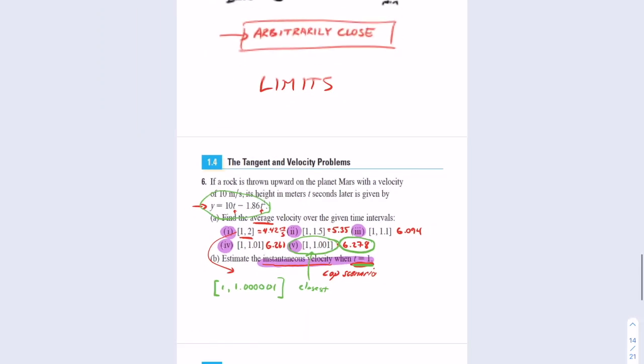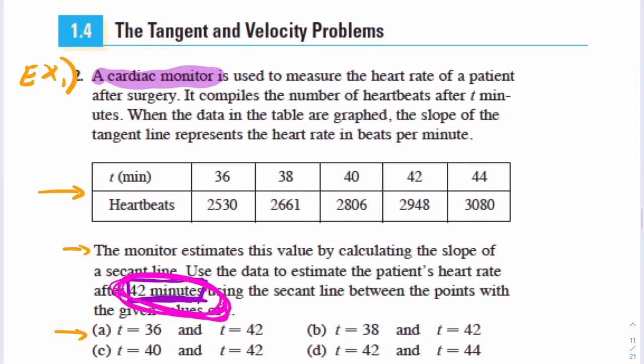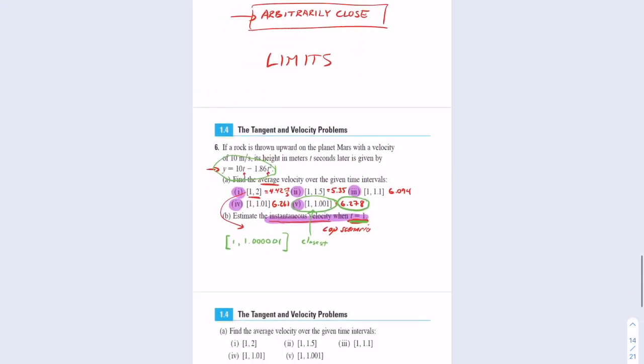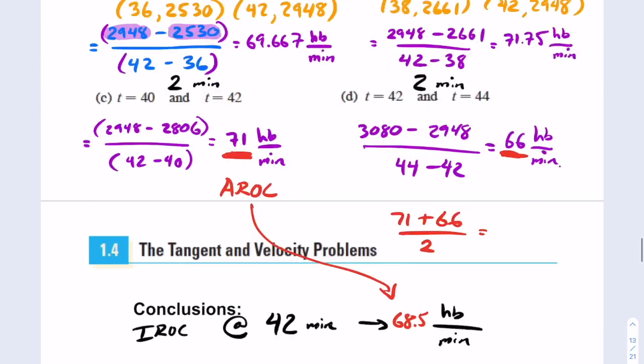Now, just to reiterate, because a lot of people have this question on the homework, in this cardiac monitor problem, we were not given the function, so we were not able to get as arbitrarily close as possible. Actually, we were only able to get as close as from 40 to 42 and from 42 to 44. They were equally distant, so we actually had to average those 2 out, okay? So when you're given an equation, it changes things up a little bit, but when you're only given a table, you only use what you know about that table, okay?